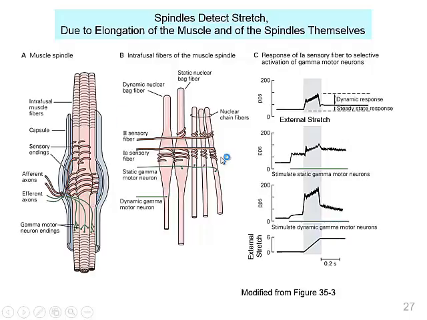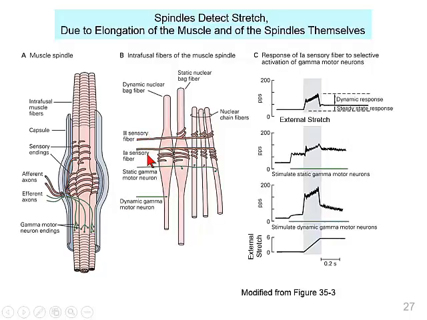So these spindles are marvelously complicated. They have both motor innervation. Now, they don't get their motor innervation from the alpha motor neurons of the final common pathway. They get their information from smaller motor neurons called the gamma motor neurons. And so the gamma motor neurons set the length of the spindle, which is then sensed by a couple of fiber types.